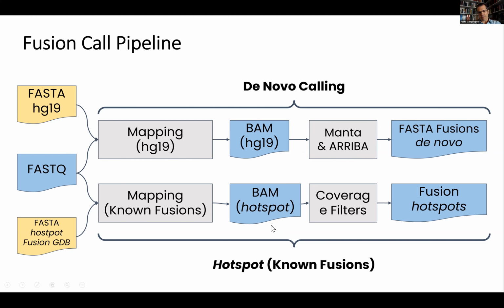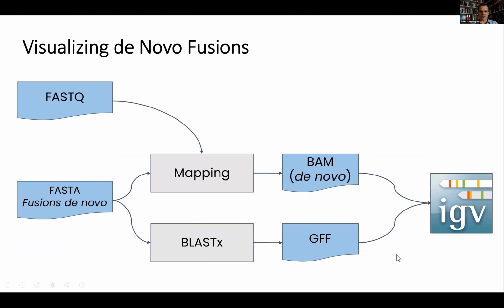And we also have another approach where we found sequences from fusion databases on the internet, and then we generated FASTA files for all those fusions. So we do both de novo calling with Manta and Arriba, and we do an alignment that is what we call fusion hotspots. We align our sequences to these known fusion sequences. So we actually have these 3 tools for fusion calling: Manta, Arriba, and the fusion hotspots, right?